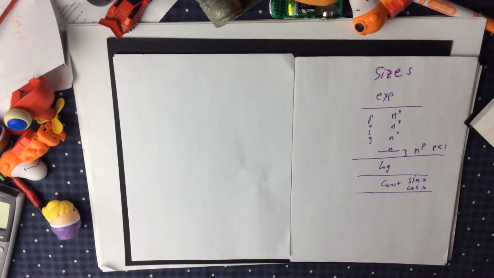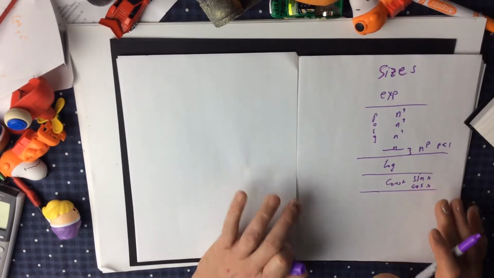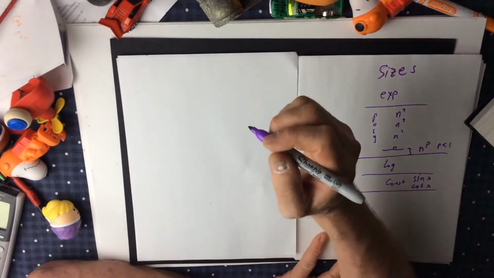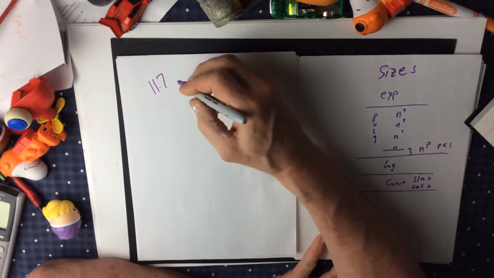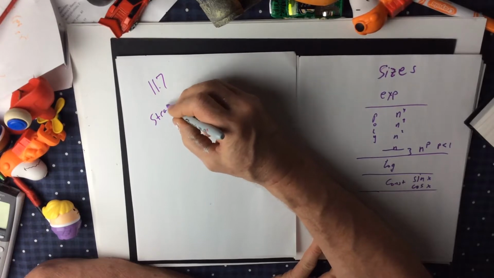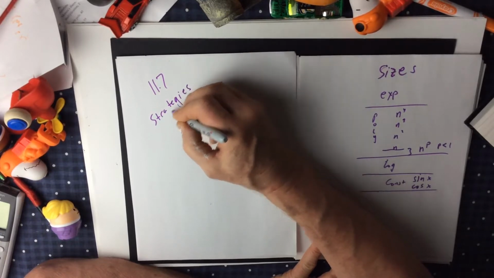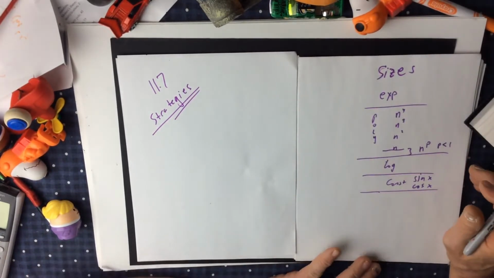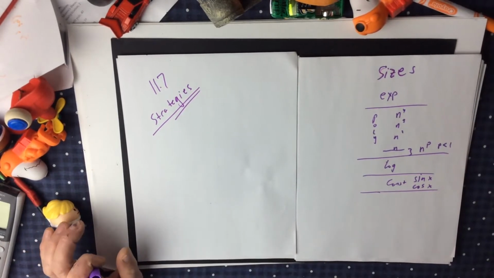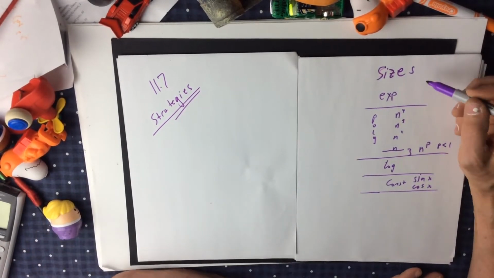All right, so we're going to look at a little bit from section 11.7 before we go on to power series. And 11.7 is strategies. In other words, when we look at a series, we want to have an idea of what to do. Well, first off, I want to remind you about sizes.